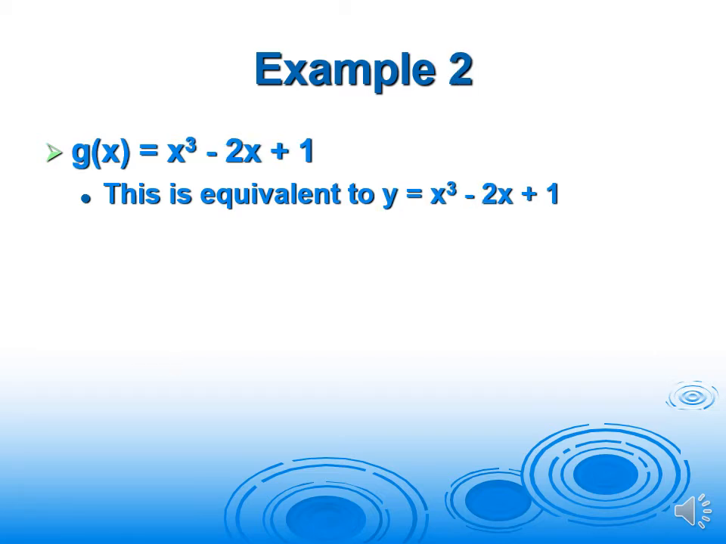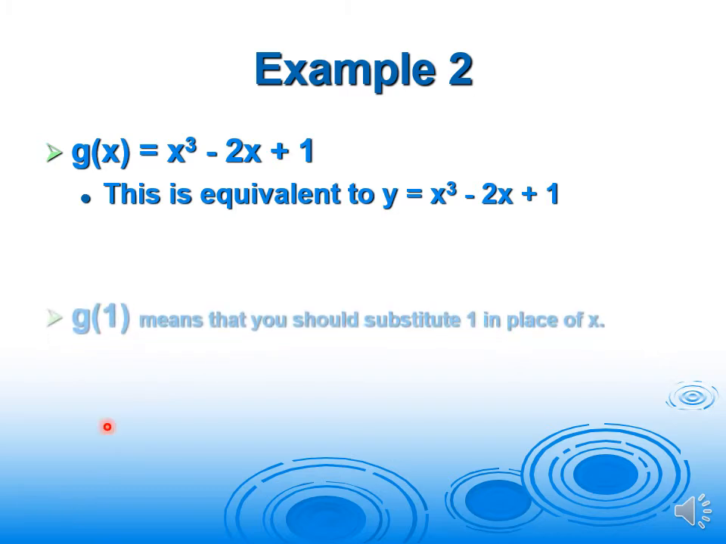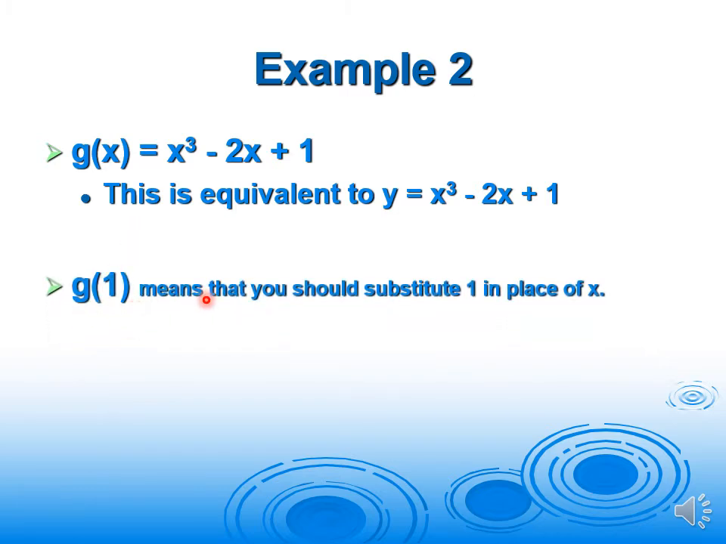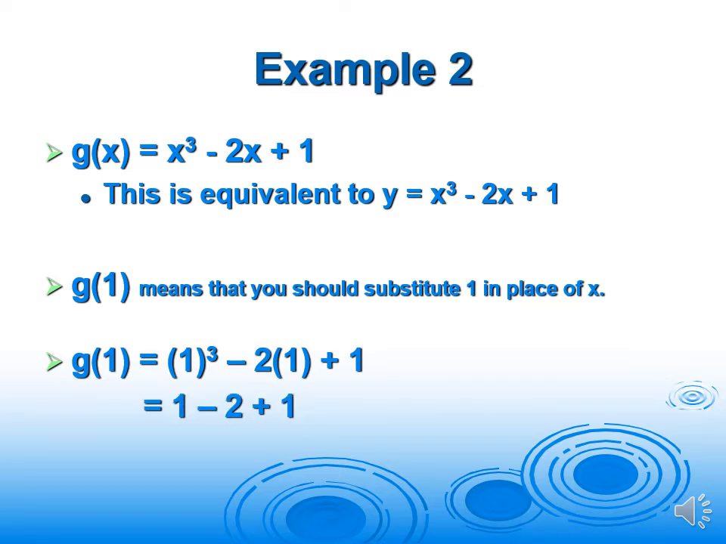g of x equals x cubed minus 2x plus 1. So this is a cubic trinomial because there are 3 terms and it is a degree of 3. We're going to find g of 1, so we're going to plug the 1 in for all of the x's. So you get 1 cubed minus 2 times 1 plus 1, which is 1 minus 2 plus 1, which is 0.